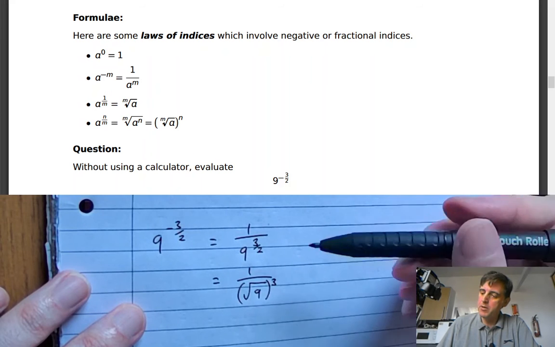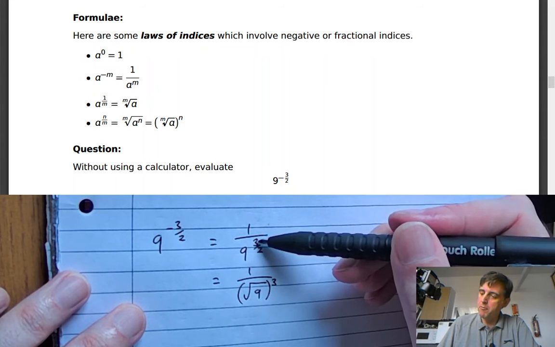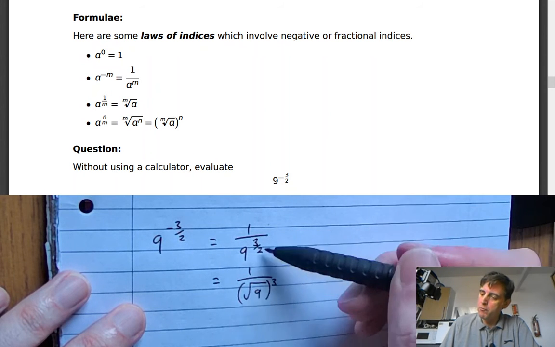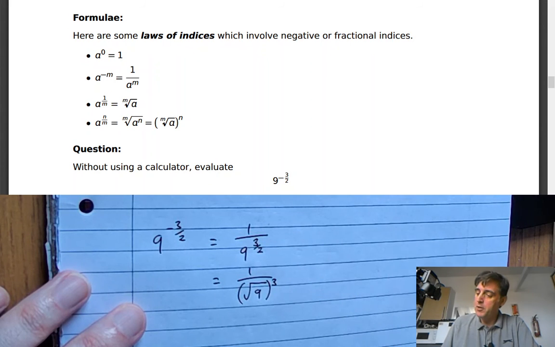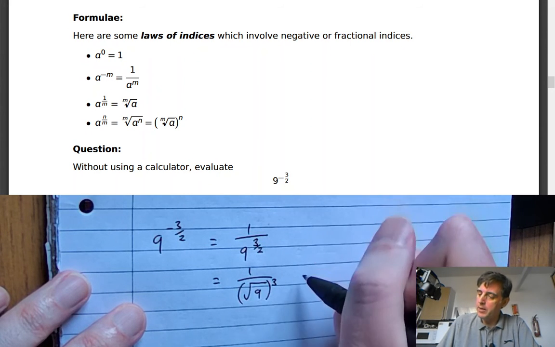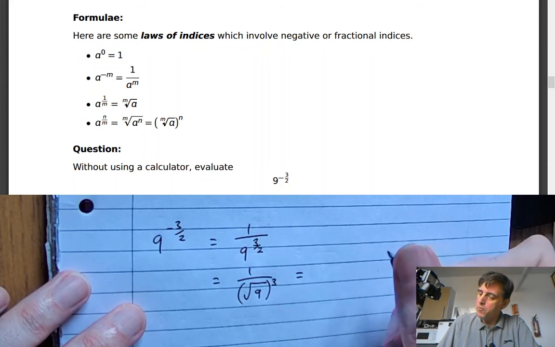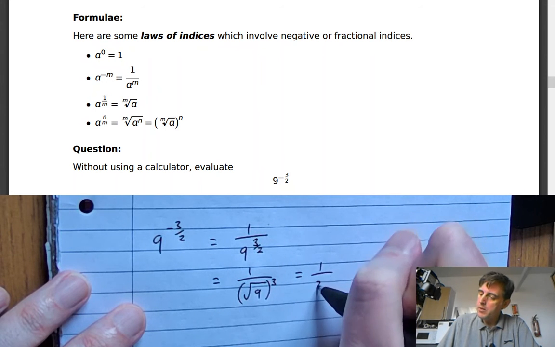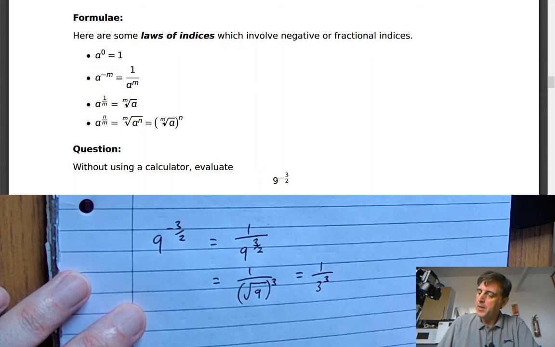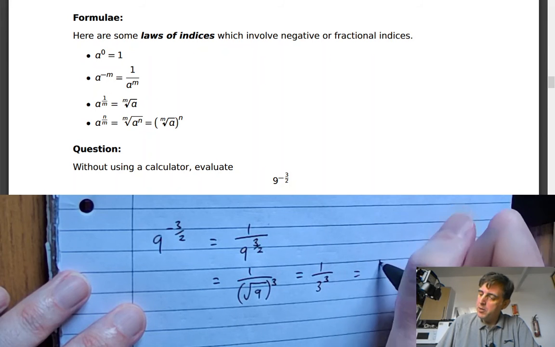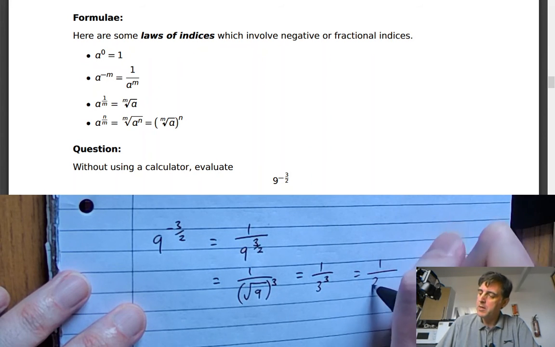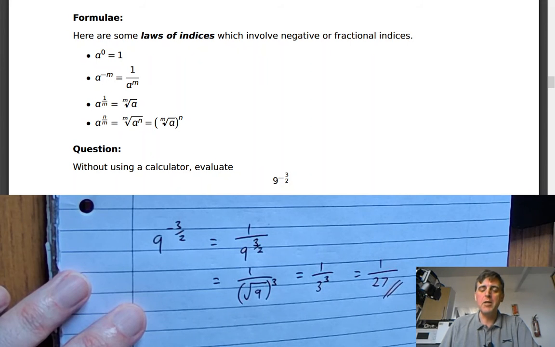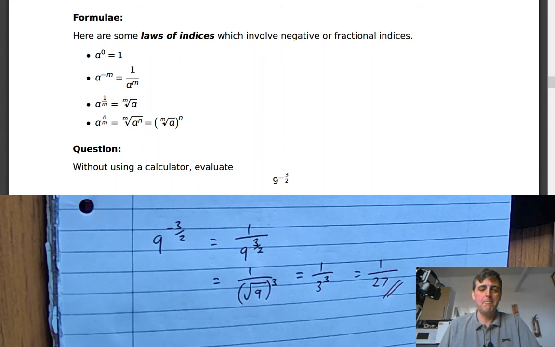So see how that works? We've got the cubing there from the 3, and we've got the rooting there from the 2. It's a square root because it's a 2. And again, this should be something we should be able to do without a calculator quite easily. The square root of 9 is of course 3. So we end up with 3 cubed here. And 3 cubed, 3 times 3 is 9, multiplied by another 3 gives us 27. So the answer there is 1 over 27.